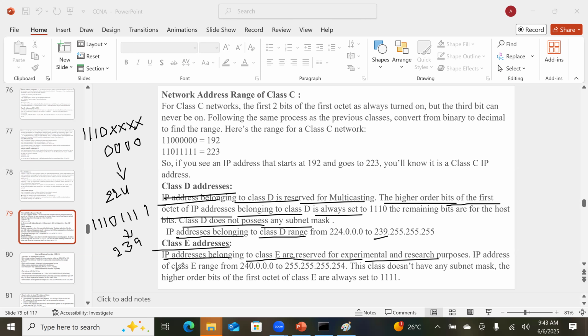IP addresses belonging to class E are reserved for experimental and research purposes. Here the IP addresses of class E range starts with 240.0.0.0 to 255.254.254.254. Why have they taken 254?